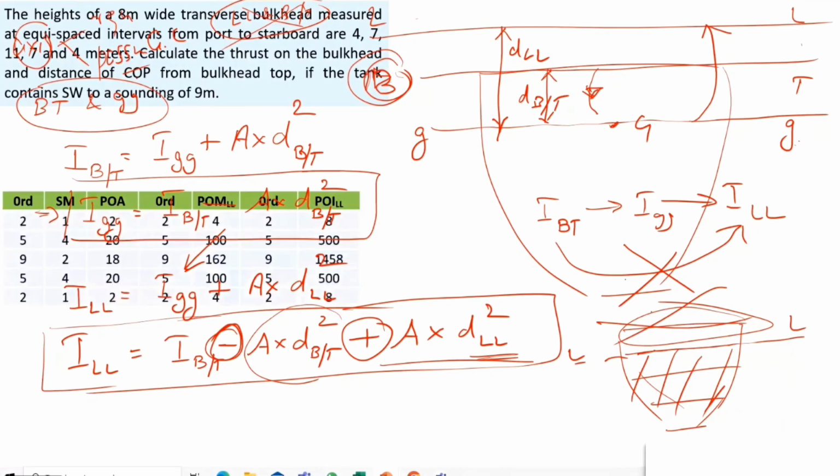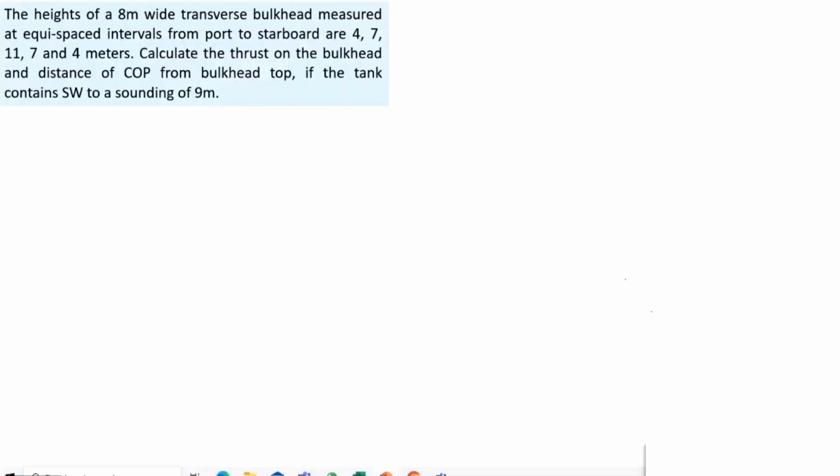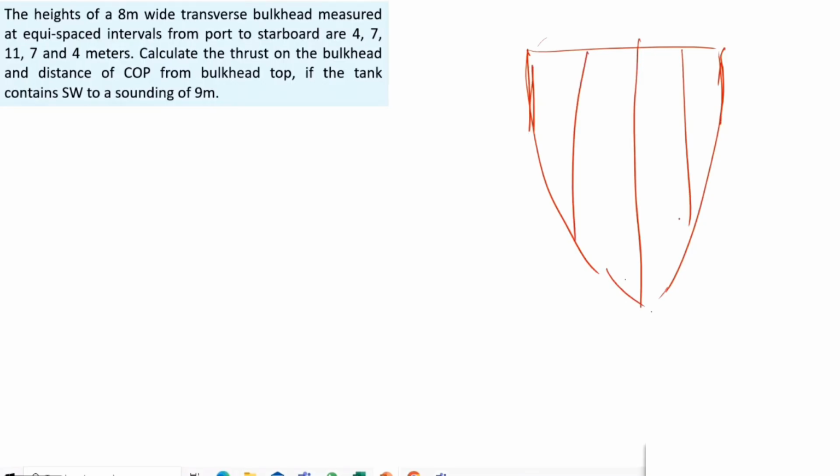Yes, sir. Okay, now this next, let me just clear the screen first. Okay, here is that question I think which you are talking about. You can solve by yourself. The height of a 8 meter wide transverse bulkhead, same question which we have just done. What have I done? This is 4 meters, this is 11, this is 7. And then what have I done? I have said sounding of 9 meters. 9 meters means it becomes 2 meters below.